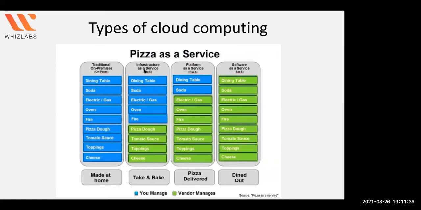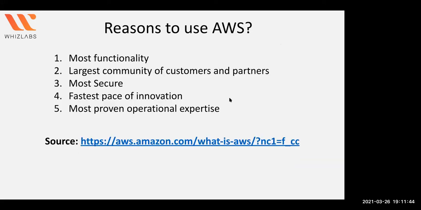Okay, so I hope you understood the infrastructure, platform, and software as a service, three examples using this great pizza as a service model. Okay, now, what are the reasons to use AWS? Why should someone go only with AWS and not with, let's say, Google Cloud or Azure?